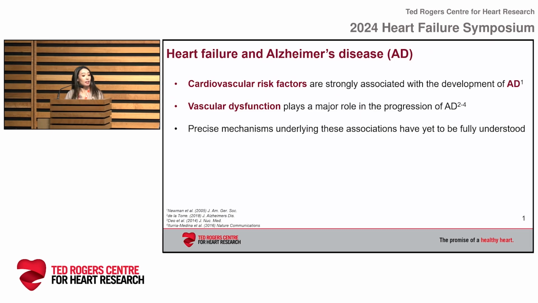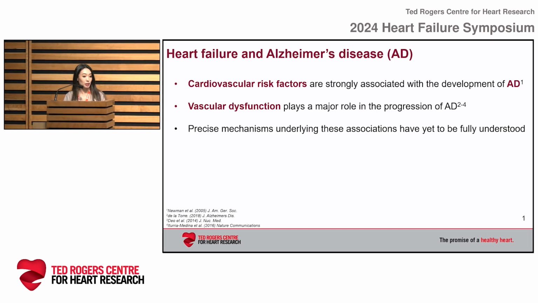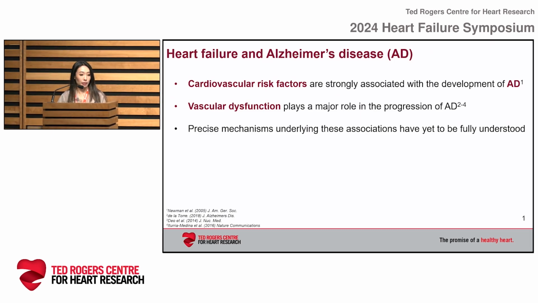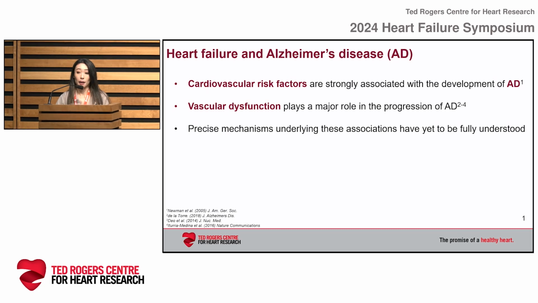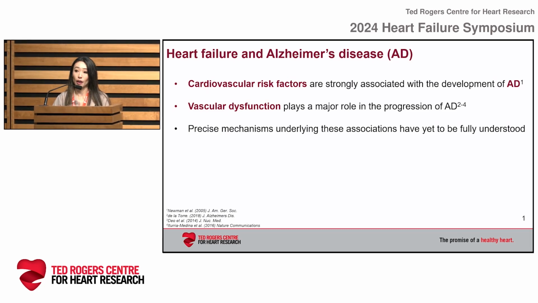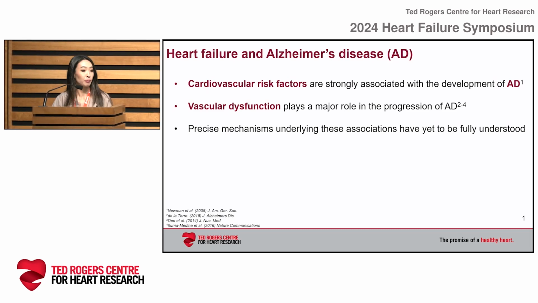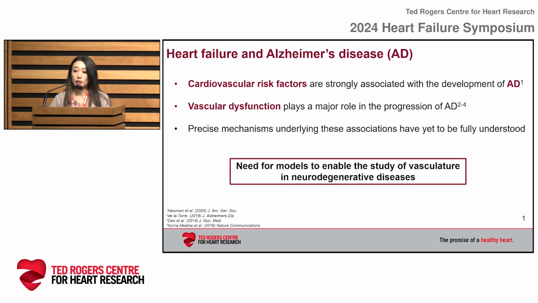I'll just start off by discussing the linkage between heart failure and Alzheimer's disease. So cardiovascular risk factors such as heart failure, diabetes, and hypertension are strongly associated with the development of Alzheimer's disease, or AD. Vascular dysfunction has also emerged to be a major player in both the progression and development of Alzheimer's disease. And while precise mechanisms underlying these associations have yet to be fully understood, this presents a unique opportunity to develop models to enable the study of vasculature in neurodegenerative disease.